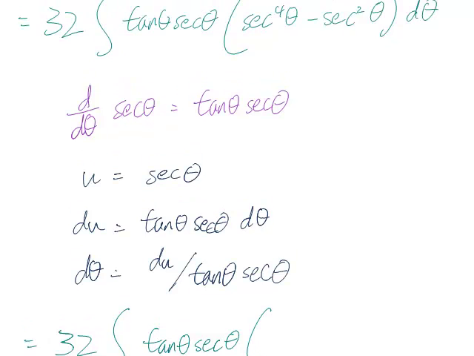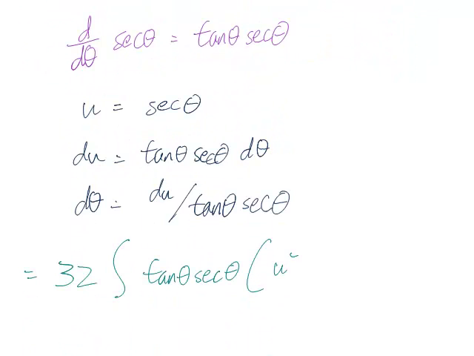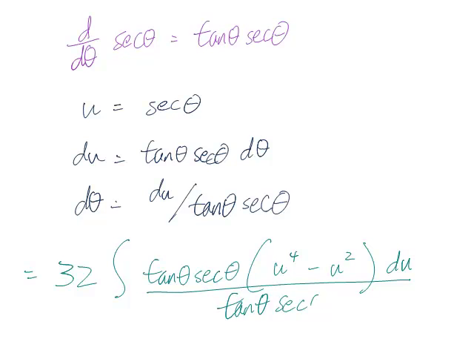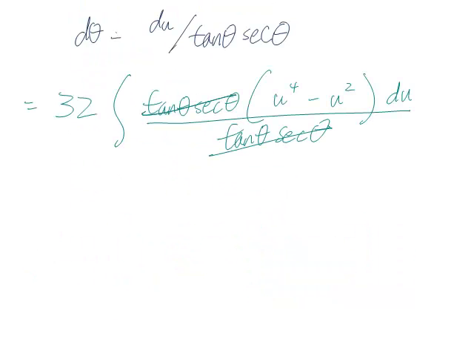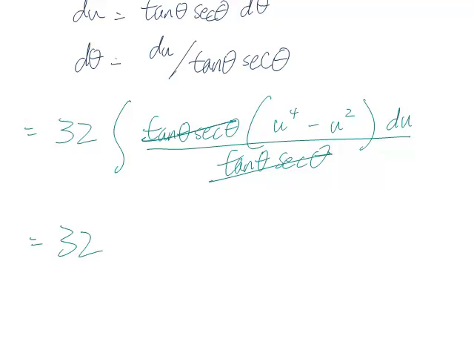Secant is u, so secant to the fourth is u to the fourth, minus secant squared is u squared, du. Or let's put this all over underneath here, tan theta secant theta, and make the integral sign a little bigger. The tan theta secant theta go away. And now this is 32 times u to the fifth over 5 minus u cubed over 3 plus C, because it's just a polynomial at this point.